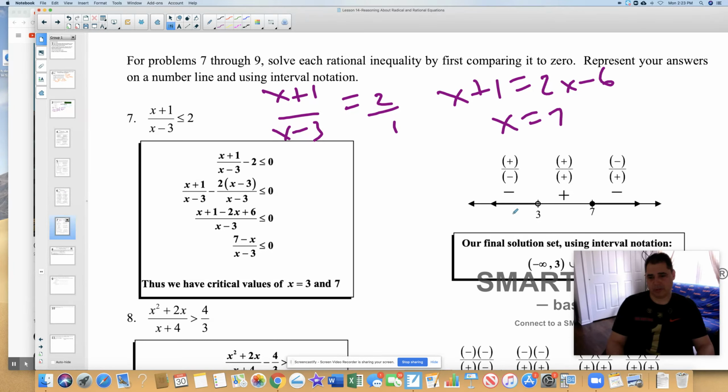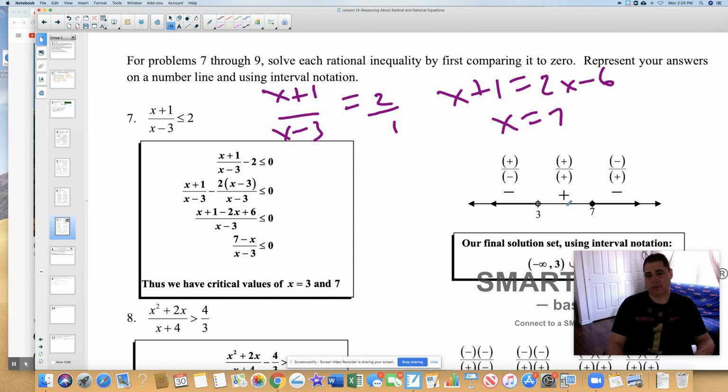And then you use test points. 0 is a good test point. 5 is a good test point for this area. And 8 is a good test point for this area. You plug in and it turns out you get negative. Now, a negative you shade because you want to pick a number that's going to be less than or equal to 2. So say you pick 0. Let's see what happens. Go back to the original. 1 over -3, which is a negative number. A negative is definitely going to be less than 2, so that's why this is shaded.